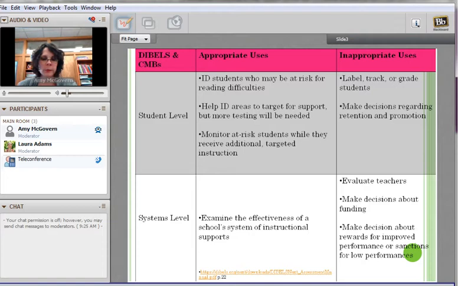So, another inappropriate use: we should never evaluate teachers based off of their DIBELS scores. We shouldn't make decisions about funding based off DIBELS scores. And you don't want to reward or punish students based on how they've done on their DIBELS.